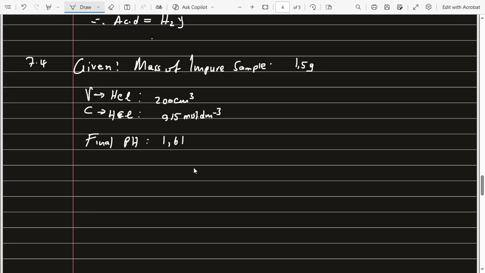All right, so now from this, I'm just going to first look at what I need. This is what I'm given, and then you need to ask yourself, what do you need from this question? What do they want you to do? They need the mass of the impurities, okay?